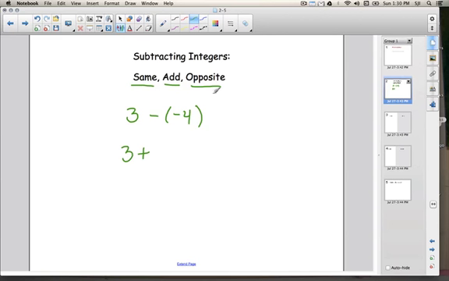And then we're going to do the word opposite. I'm going to look at this negative 4 and write down its opposite. So the opposite of negative 4 is 4. These two equations, 3 minus negative 4 and 3 plus 4, are equivalent. They're exactly the same thing. But thinking about 3 minus negative 4 is sometimes quite a bit more confusing than thinking about 3 plus 4. So whenever you see subtraction, you're always going to rewrite it as addition using this phrase, same, add, opposite.